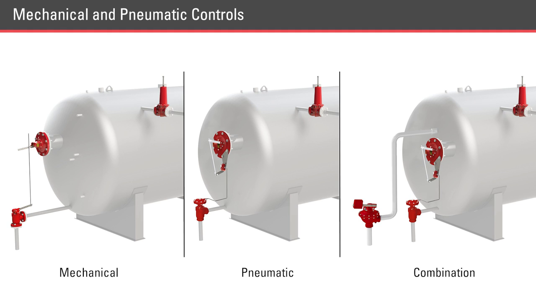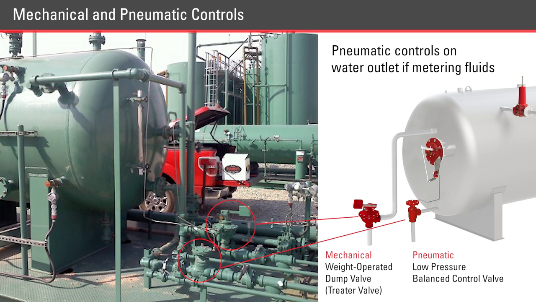The controls used on the vessel can be mechanical, pneumatic, or a combination of both. Producers will use pneumatic controls on the water outlet in order to get more accurate measurements if the fluid is being metered.